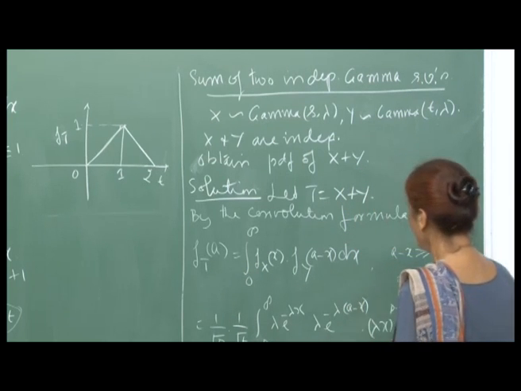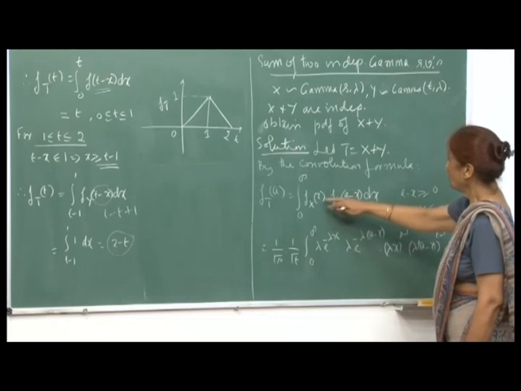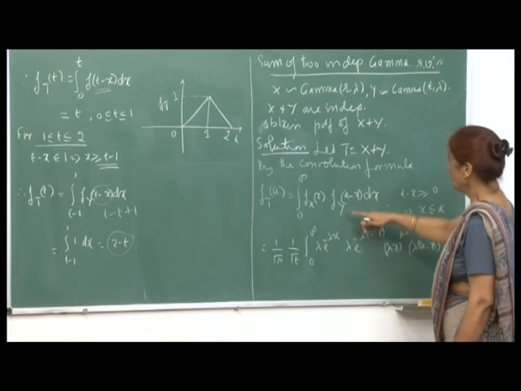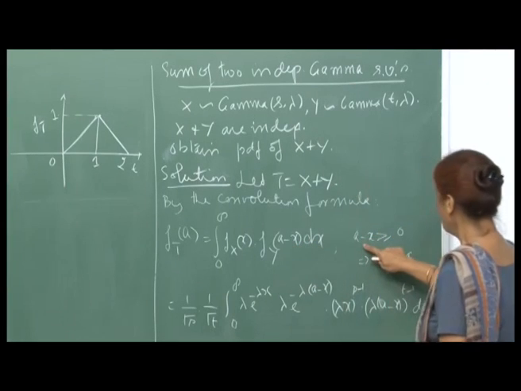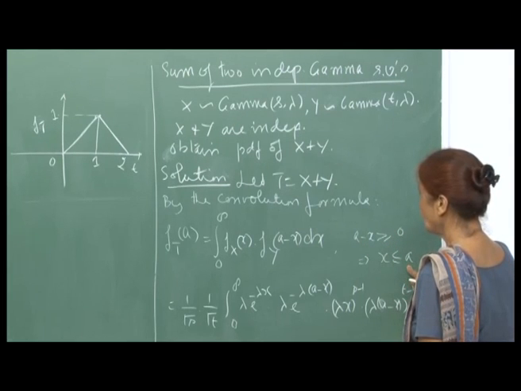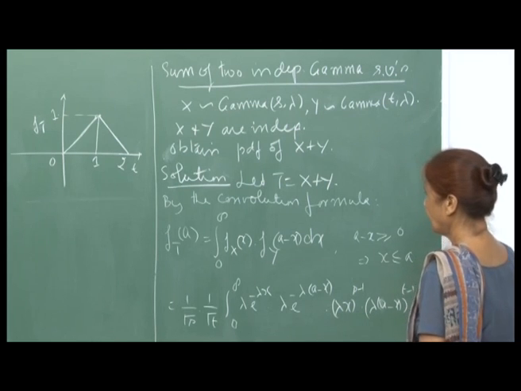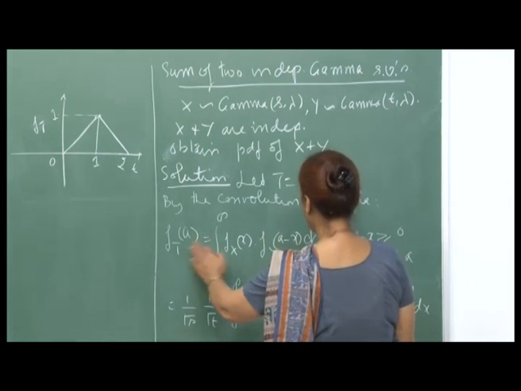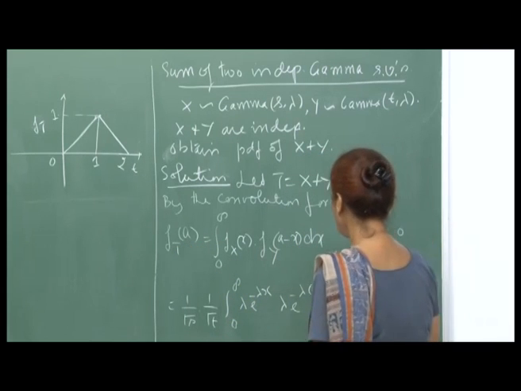Now, here again we have to apply the same thing, because a gamma PDF is defined only for non-negative variables. So therefore a minus x has to be non-negative, this implies x less than or equal to a. And so that means here my integration has to be from 0 to a.